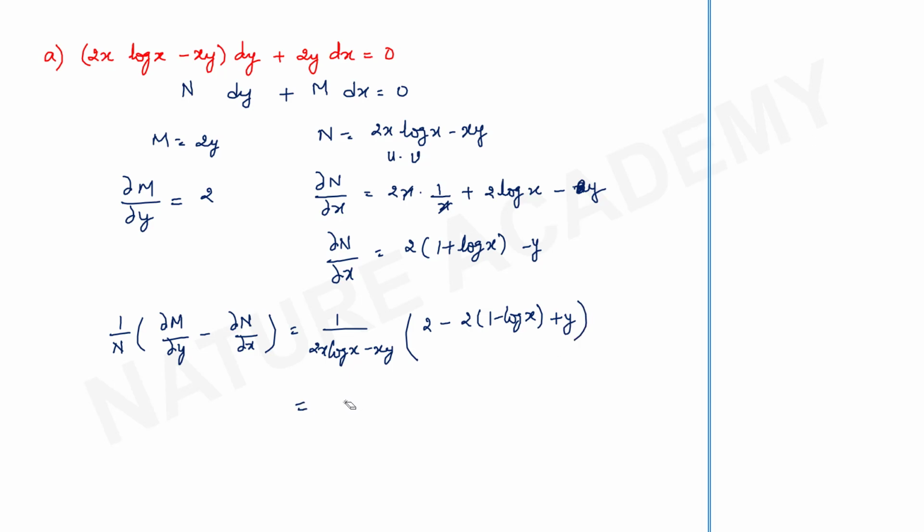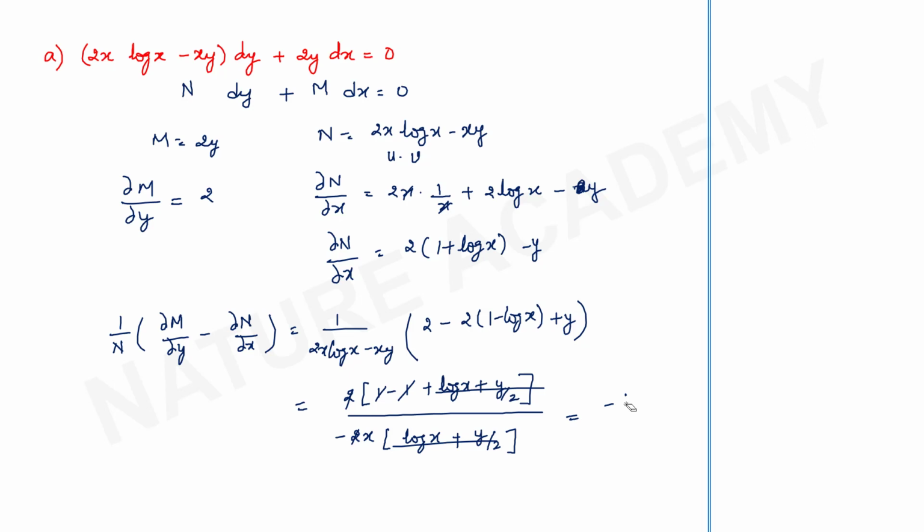Now if I take 2 common in the numerator, I will have 1 minus 1 plus log x plus y upon 2, and in the denominator if I take 2x common, I will have log x minus y upon 2. Or if I take minus outside here, it becomes y upon 2. This 1 and 1 will get cancelled and the entire terms will get cancelled. Here 2 and 2 will get cancelled and this will be equal to minus 1 upon x, which is equal to a function involving only x.